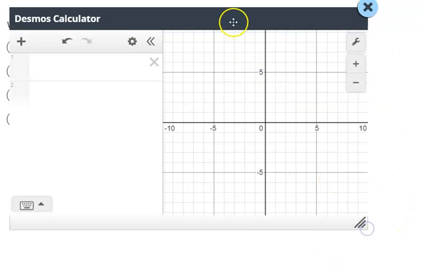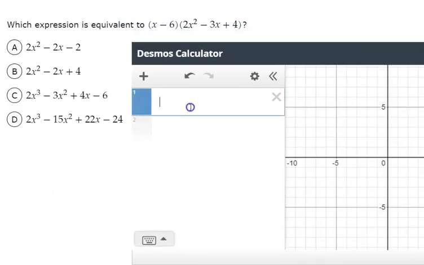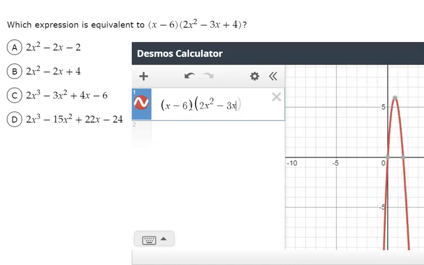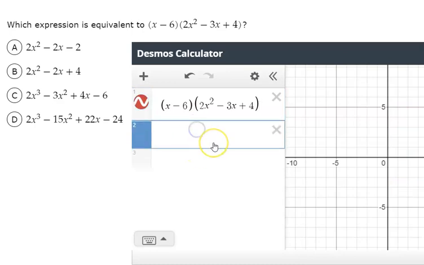So what we're going to do is type the original product in Desmos with parentheses, so x minus 6 times 2x squared minus 3x plus 4. Then we're going to type the answer choices in one at a time. You may notice this is a quadratic and it's multiplied by a linear. So this is not going to give you a quadratic. It's going to give you one of these. So I'm actually going to start with answer choice C first, just to save a little bit of time.